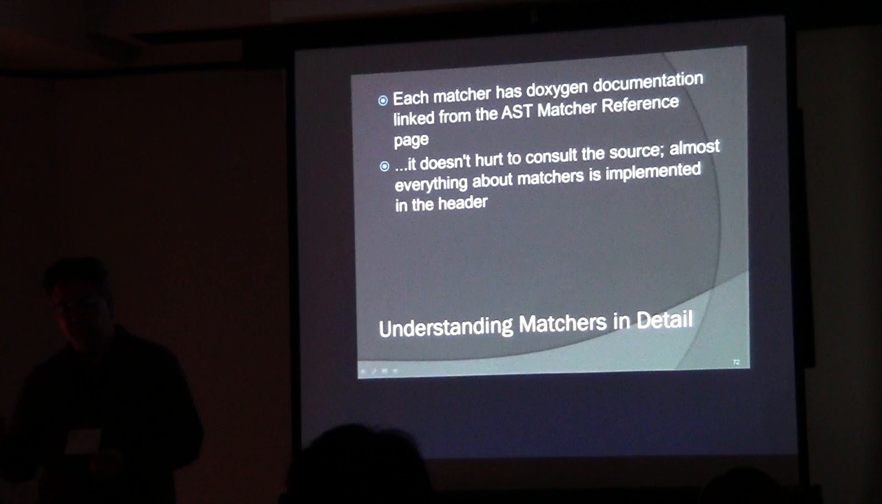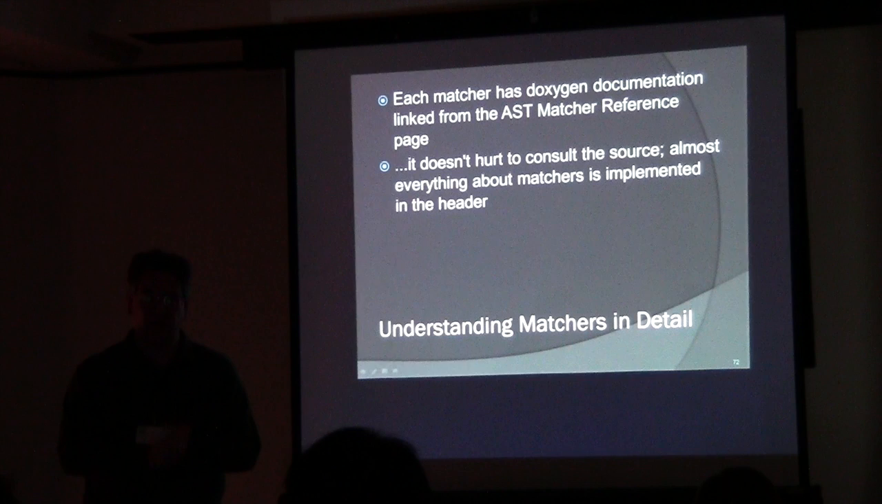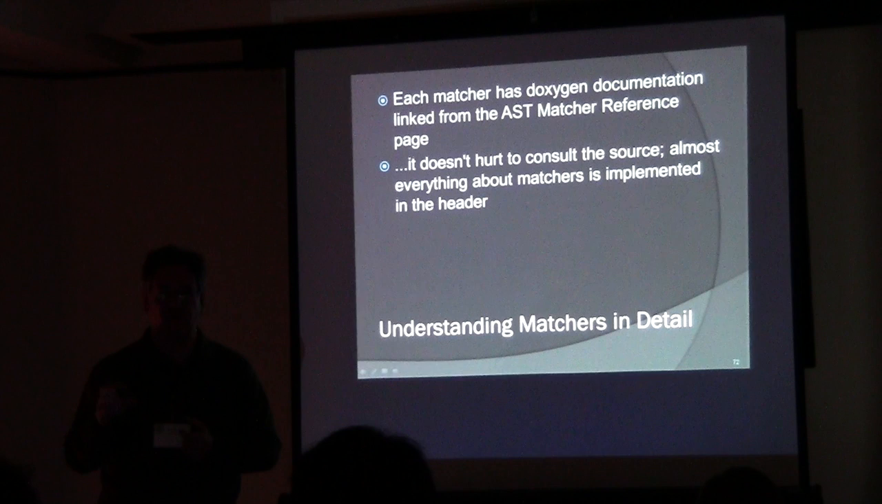Each matcher has doxygen documentation for the nodes that's linked from the matcher reference page. But almost all these matcher functions are really simple expressions, and they live in a single header. So it doesn't hurt to just go and look at that header and see, oh, that's what it's doing. It's calling that member function on the node and comparing it to this value, and that's how that thing is doing narrowing.